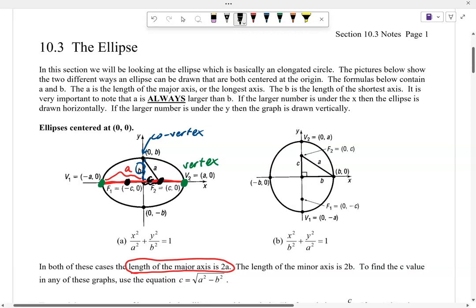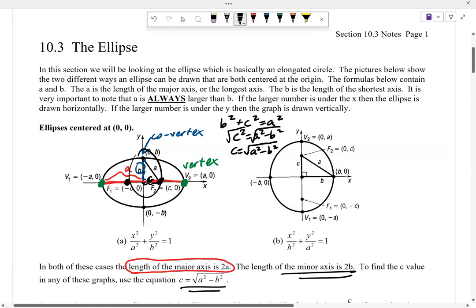And the relationship, you see the triangle in there? The relationship is B squared plus C squared equals A squared. So A is also the distance from a covertex down to a focus. A lot of the time we're solving for C, so if I subtract B squared from both sides and take the square root, that gives me C. So remember the relationship between A, B, and C: C is the square root of A squared minus B squared. The length of the minor axis is 2B as well.